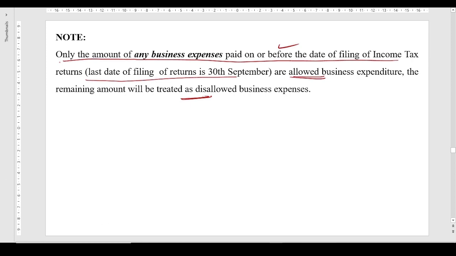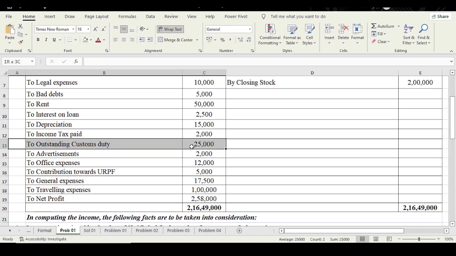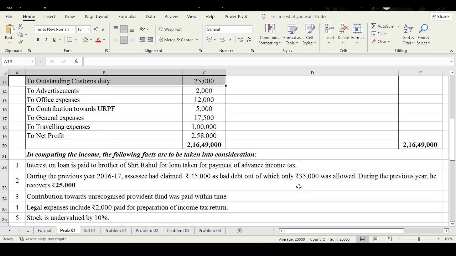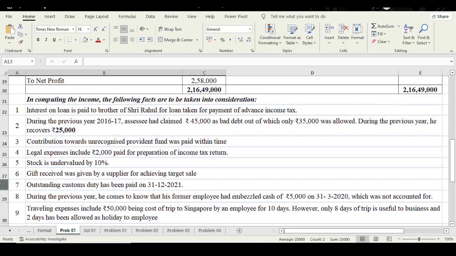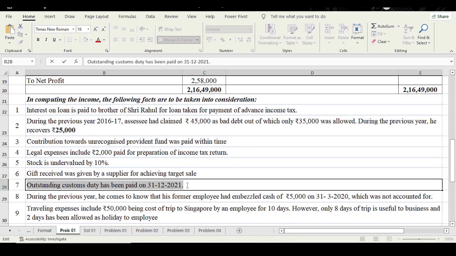Let us find out quickly whether the outstanding customs duty mentioned over here is paid within the date of filing of returns. Is there any adjustment? Yes. So this is the adjustment. Outstanding customs duty has been paid on 31st December 2021. It has to be paid before 30th September. As such, this is not allowed. If it was paid before 30th September, it is allowed. Since it is paid after the filing of returns, it is not allowed.